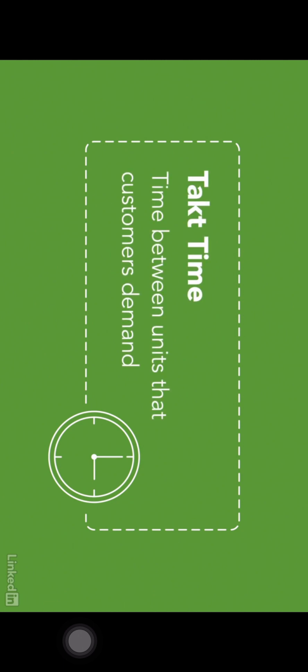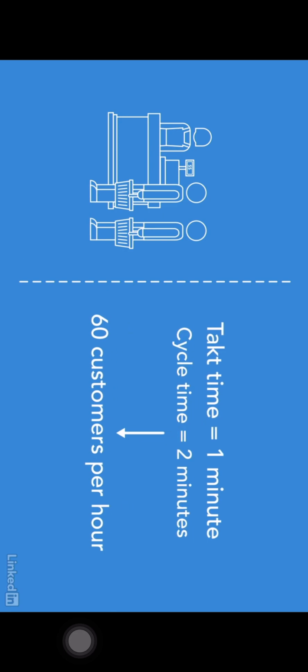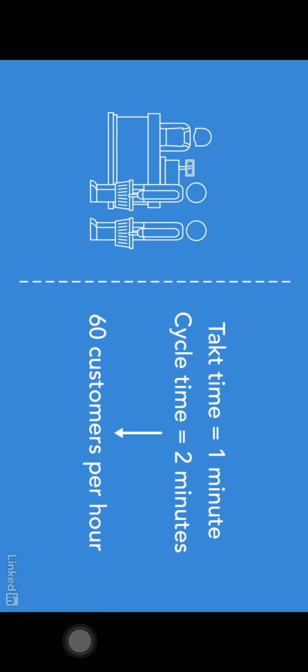If we convert rate to time, we get takt time, which is the time between units that customers demand. For example, for the grocery store, if the time between customers who want to check out is 1 minute, then takt time is 1 minute. And the takt rate is 1 customer per minute or 60 customers per hour. So, for the grocery store, since the cycle time is 2 minutes, then customers will have to stand in line and wait, and there will be a buildup of WIP.